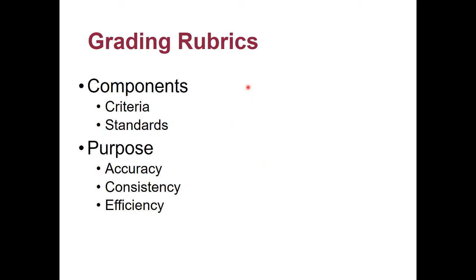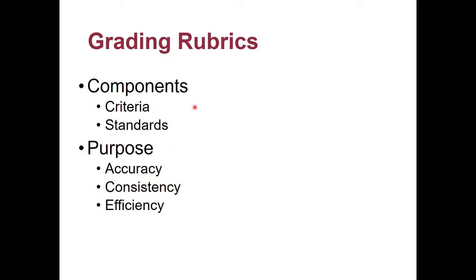Now, the grading rubrics have two components. There's the criteria and then the standards to be met for each of the criterion. And then there's the purpose of the rubrics. The reason we use rubrics for grading is it promotes accuracy, consistency, and efficiency.